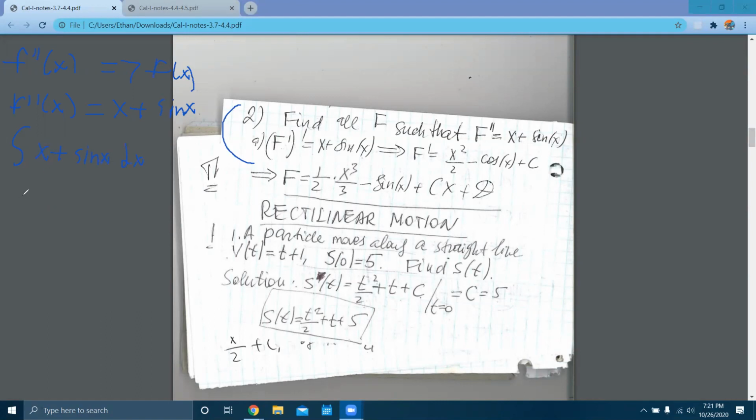So the antiderivative of x is going to give us x to the 1, so x squared over 2. And then what's the antiderivative of sine x? Negative cosine gives us positive sine when differentiated, so this is going to be minus cosine x plus c. So there's our first antiderivative done. Now we're at f prime of x. We still have one more to go, so we're going to take the antiderivative of this as well.